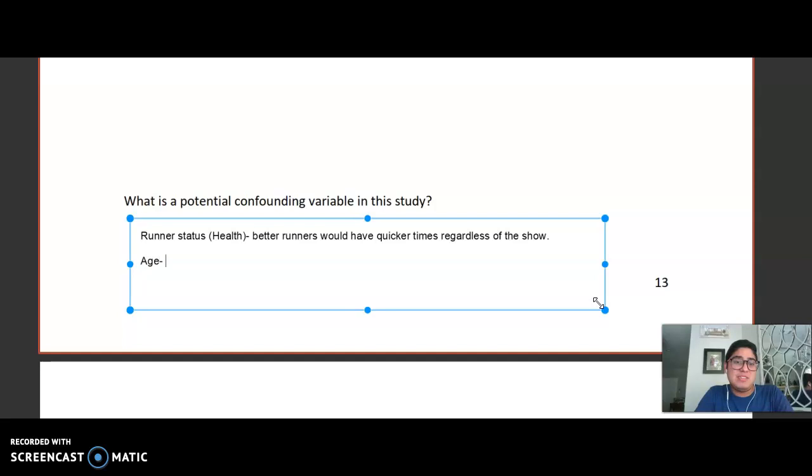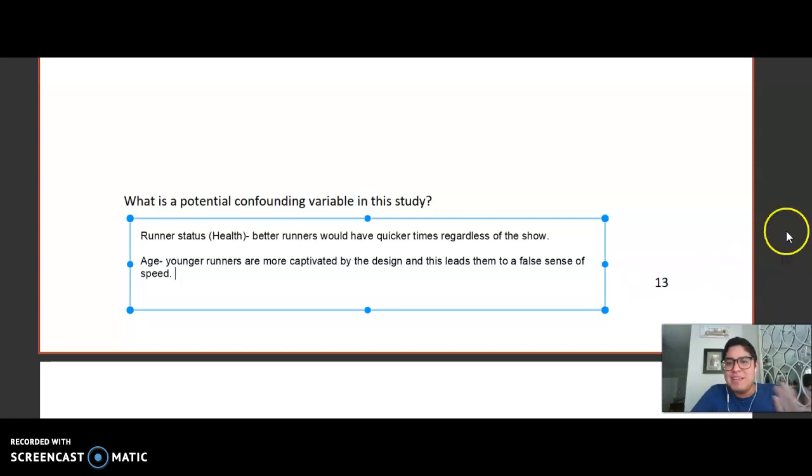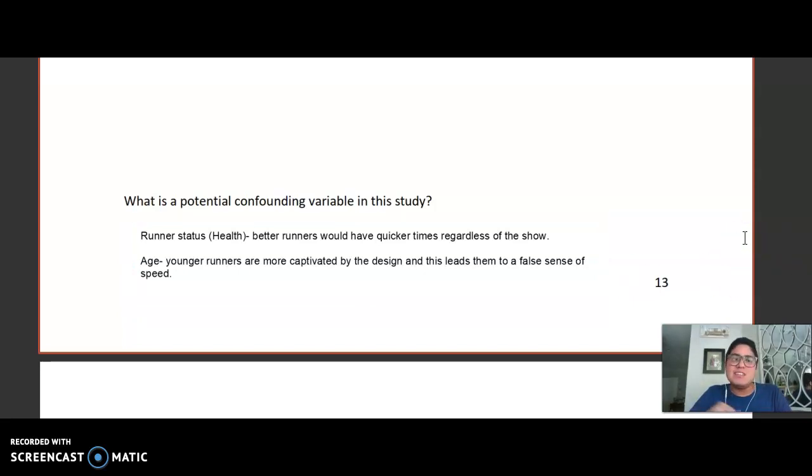Or maybe this could deal with age, and maybe younger runners are more captivated by the design, and this leads them to a false sense of speed. Although we were told that the shoes were identical, maybe they can tell which one's the Blast-Off, and so they convince themselves that they're quicker with that one, etc. So again, just some ideas, always related to the explanatory variable.